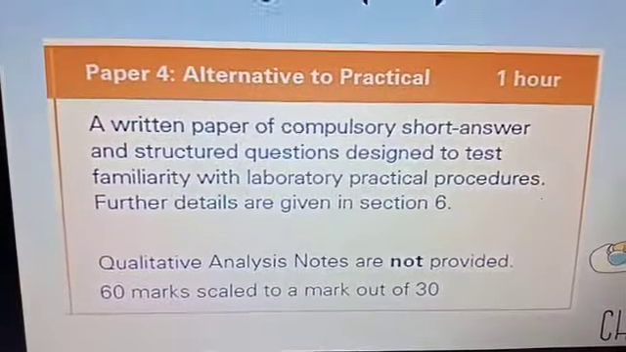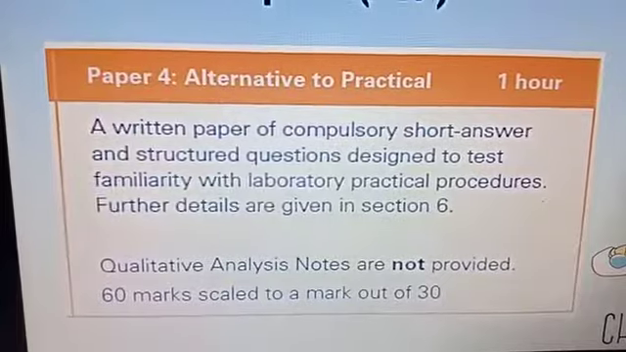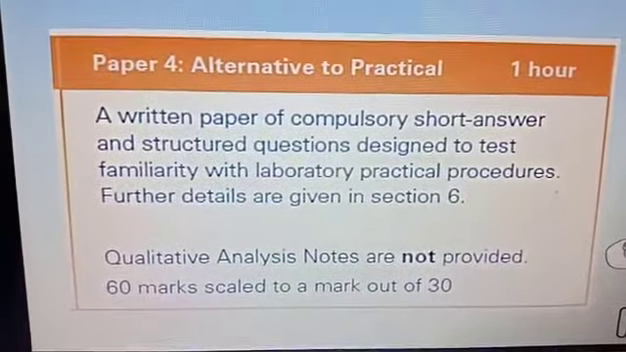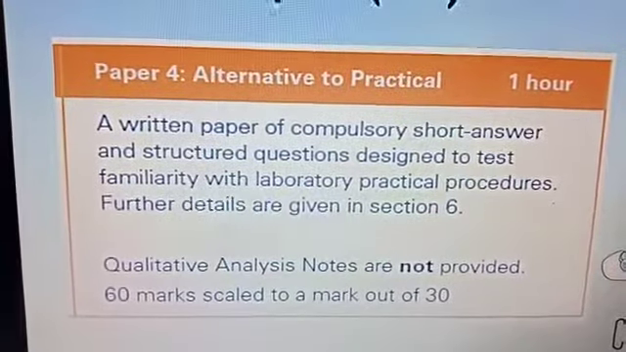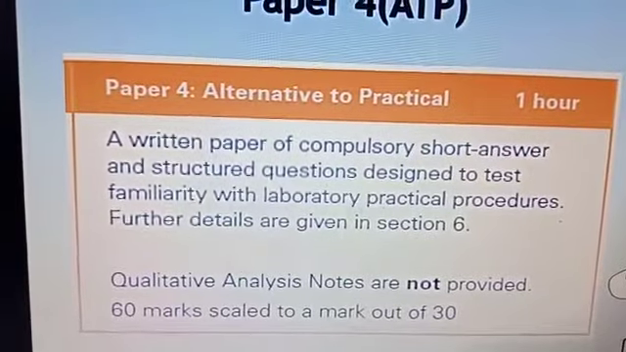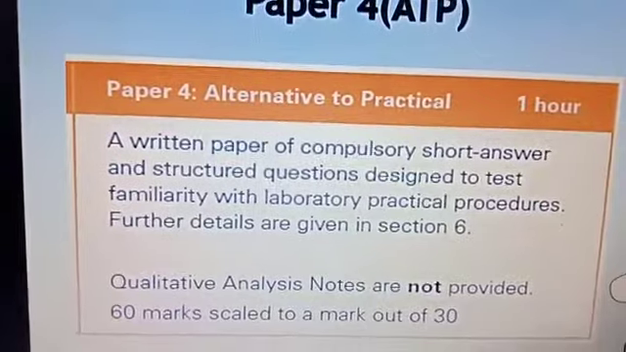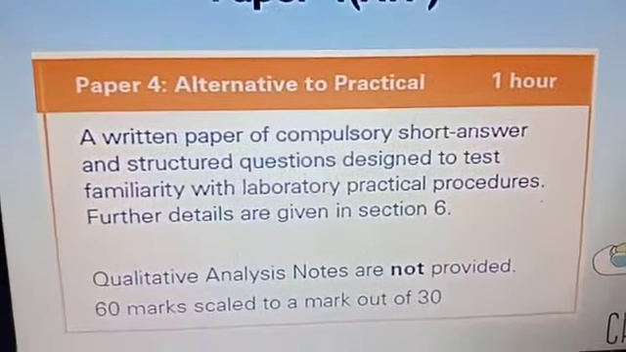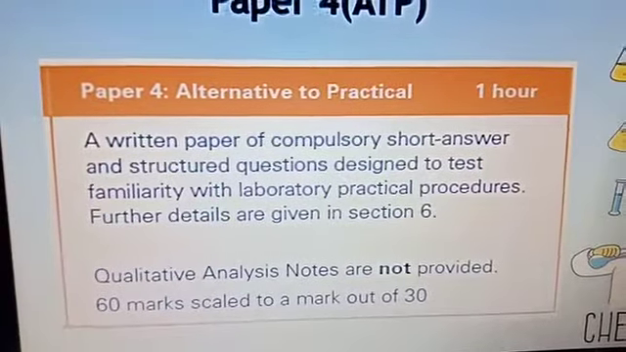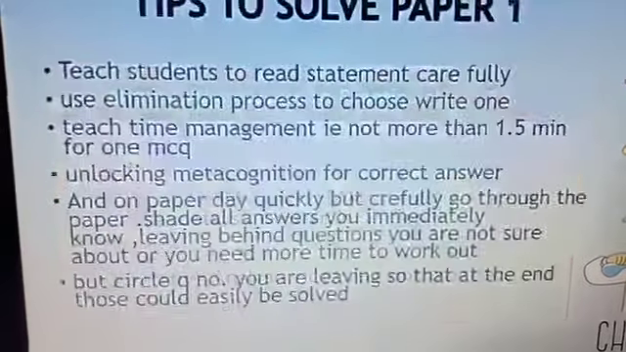Paper 4 is ATP. The timing for this paper is 1 hour. A written paper of compulsory short answers and structure questions designed to test the familiarity with laboratory practical procedures, and qualitative analysis notes are not provided with this. These are the notes which are provided in just AS level, and this paper is of 60 marks, which are scaled to a marks out of 30.